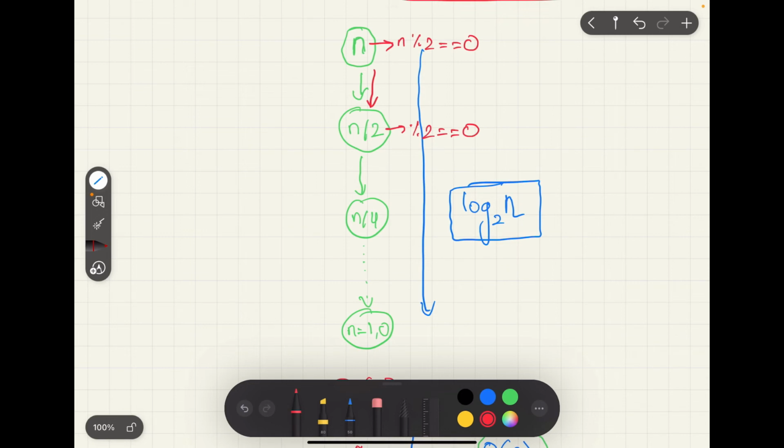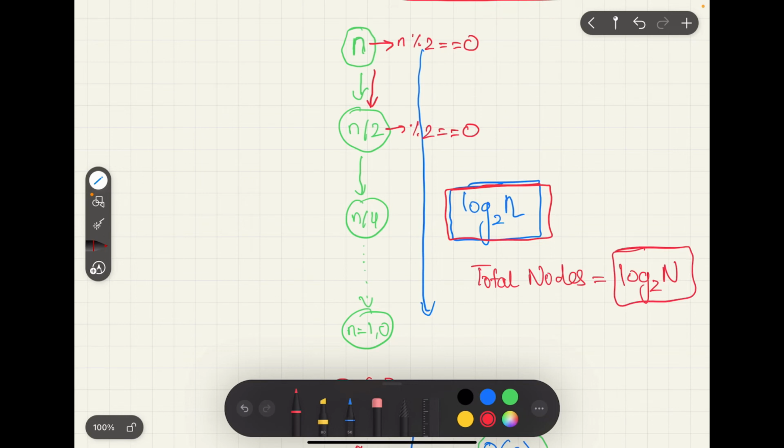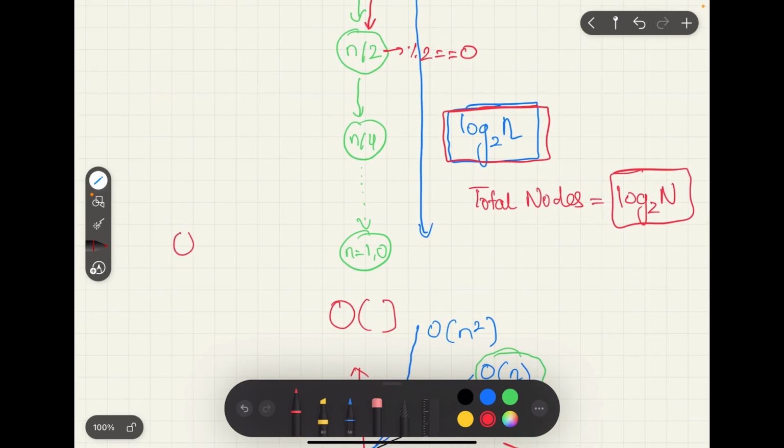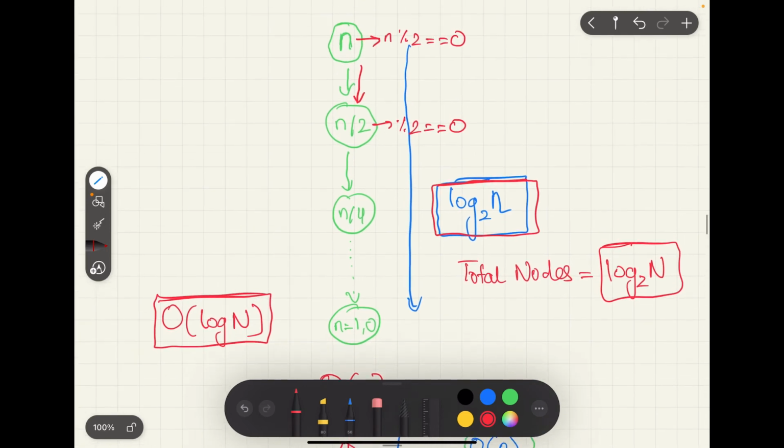As we have discussed, the total height of this tree is going to be log n, and at every height there's going to be one node. So if the total height is log n, then the total nodes will also be log n to the base 2. So what will be the time complexity for our solution? The time complexity will be log of n, where n is the input which we are trying to determine whether it's a power of 2 or not.